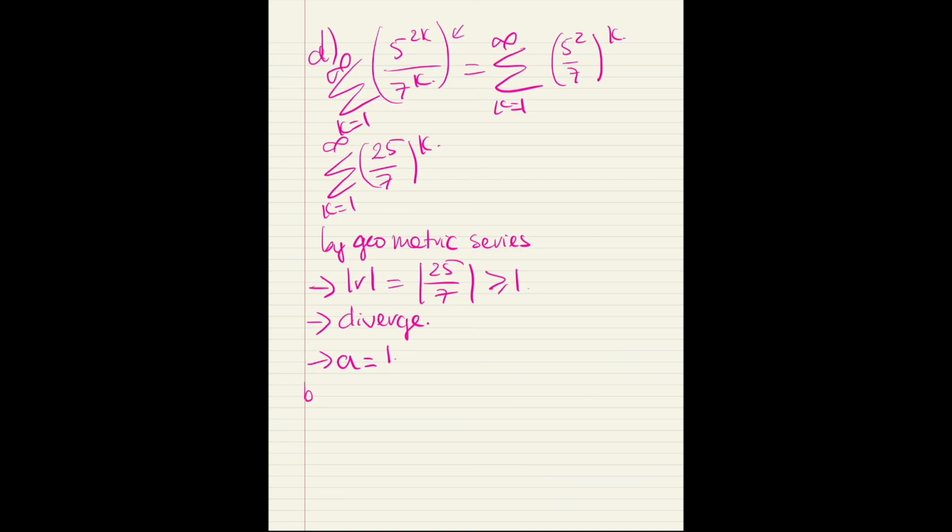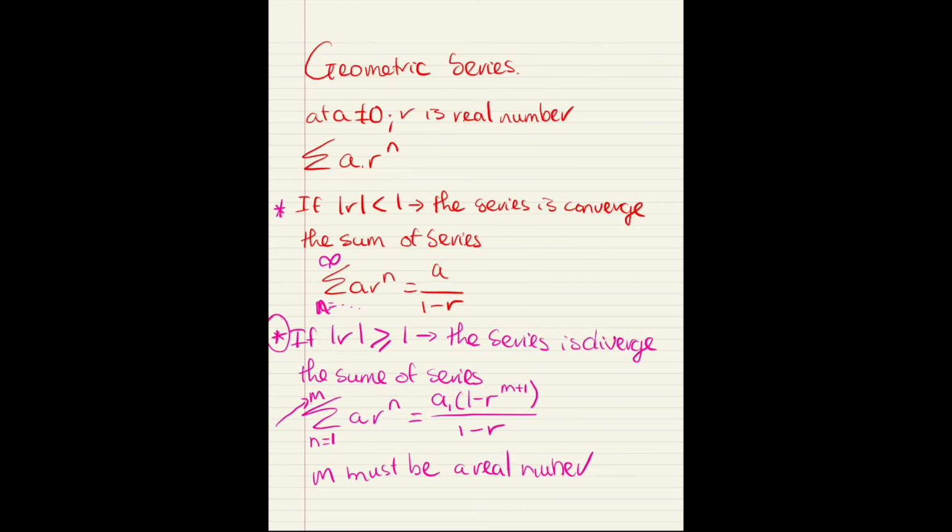For question 2, they're asking for the first term, which equals 25 over 7. N equals some number.